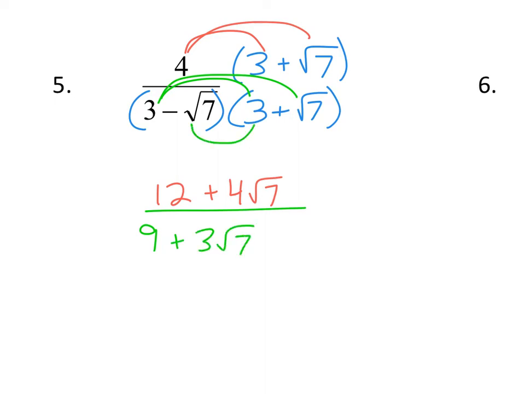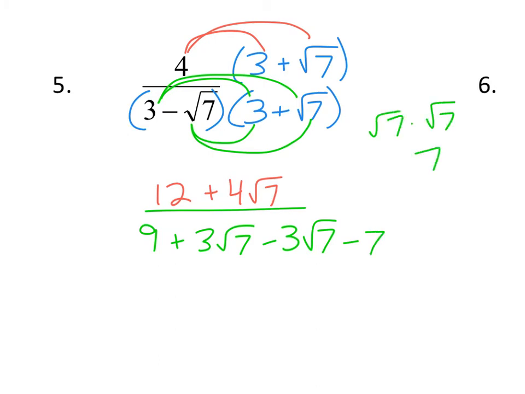Then, second term here, negative square root of 7 multiplied by 3, you get a minus 3 square root of 7. And then the last one here, this is the one I want you to watch carefully. Negative square root of 7 multiplied by positive square root of 7. First thing, negative multiplied by a positive, it's going to be a negative number. And then square root of 7 multiplied by the square root of 7 should just be a 7.